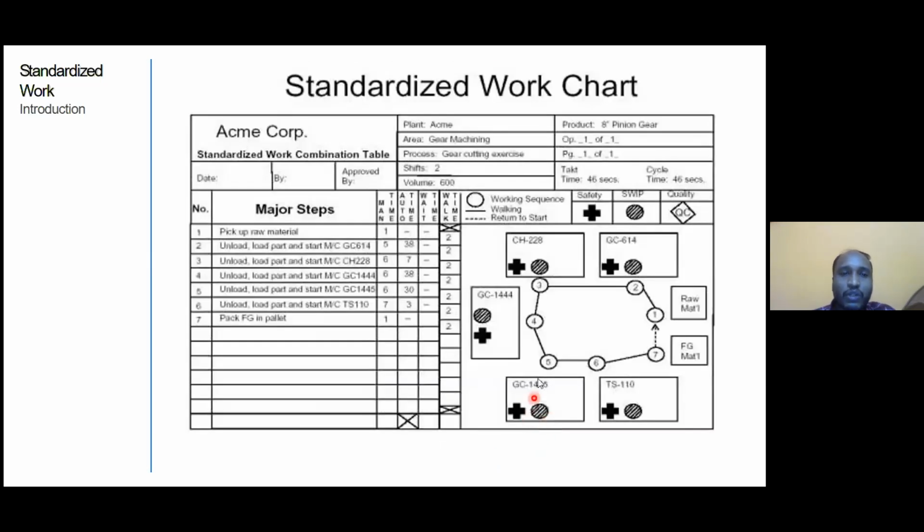So the standardized work chart will vary from organization to organization. The major steps will be captured on the left side, and on the right side the process flow has to be captured. Also, with the safety, what safety equipment is required, what PPEs have to be followed, and what critical characteristics have to be there. So it gets standardized on the respective operation.